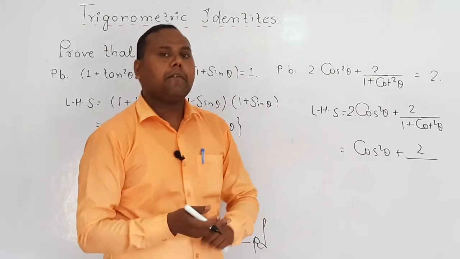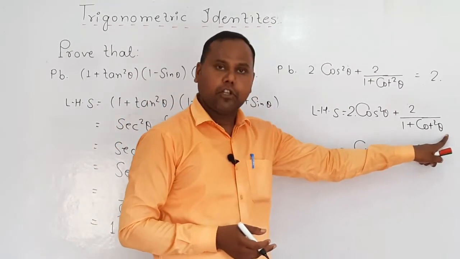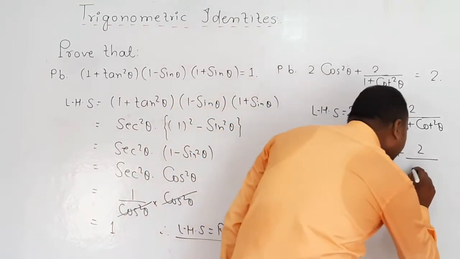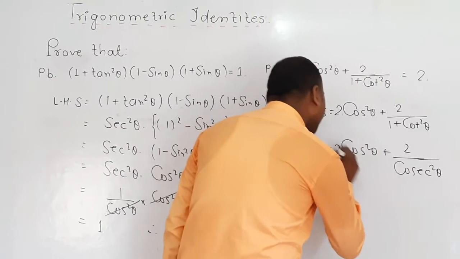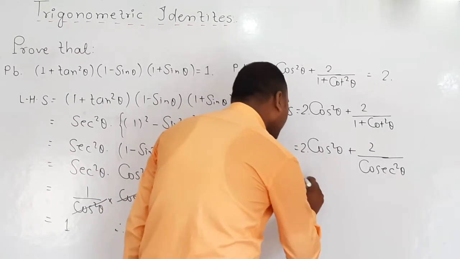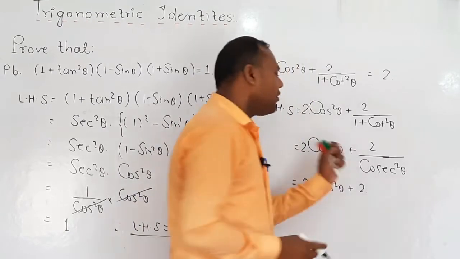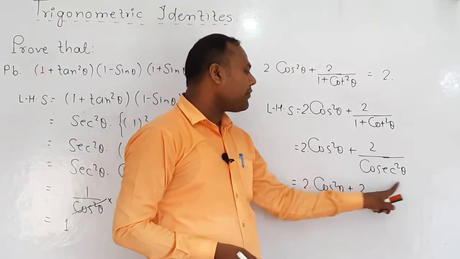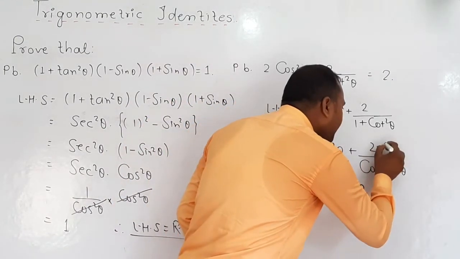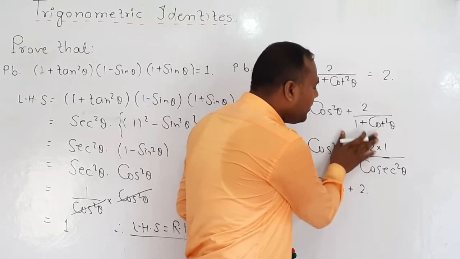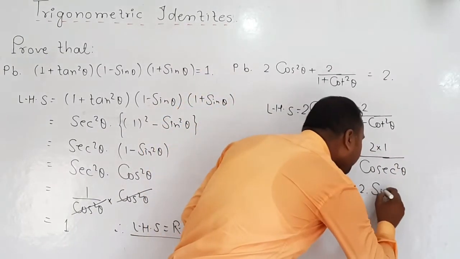This is the cos² θ and 2 is also here, 2 upon 1 + cot² θ. What is the meaning of 1 + cot² θ? We already know that 1 + cot² θ means cosec² θ. That means 2 upon cosec² θ. And 2 is also here. Now 2 cos² θ plus 2 into 1 upon cosec² θ, which will be equal to sin² θ.